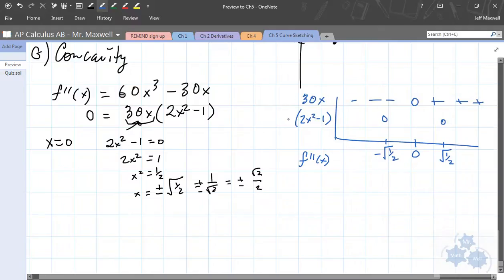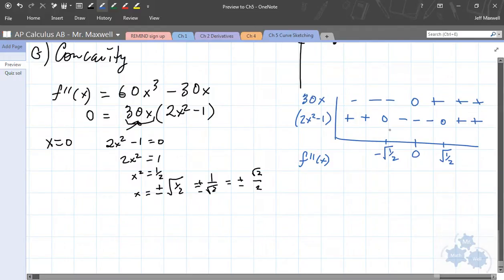That's important. You can use a test point if you want, like 0. What happens if I put 0 in? Well, 2 times 0 squared is 0 minus 1. It's going to be negative in there. And it's going to be positive here and positive here.